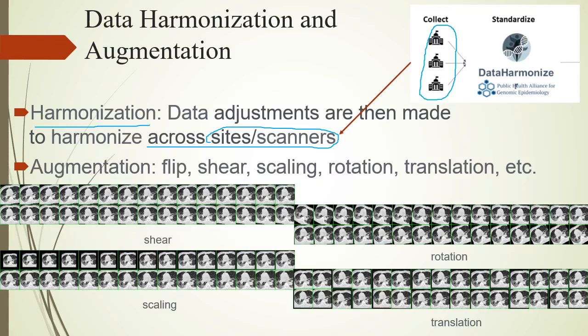Another important thing we need to be aware of is augmentation. Due to the limited size of our data set, we may need to create fake images using flipping, shearing, scaling, rotation, and translation. The bottom image shows that from one raw image, we can create the shear, the scaling, the rotation and translation, and there are many other things like noise injection, to make hundreds or even thousands of new fake images from only one single raw image.